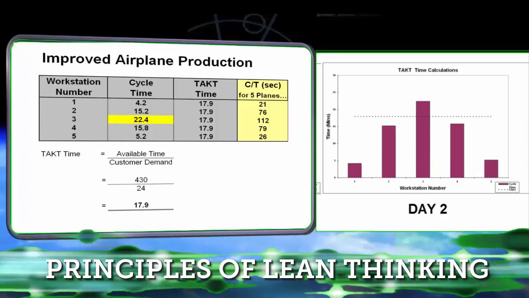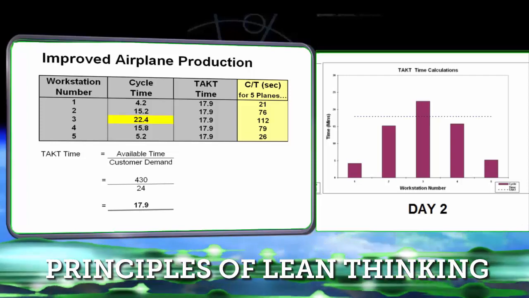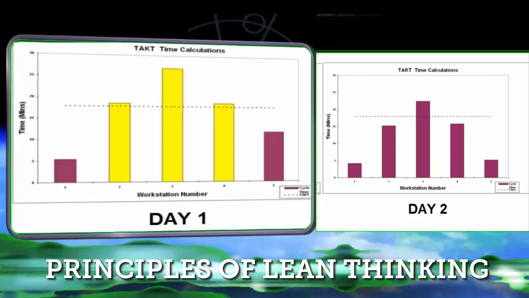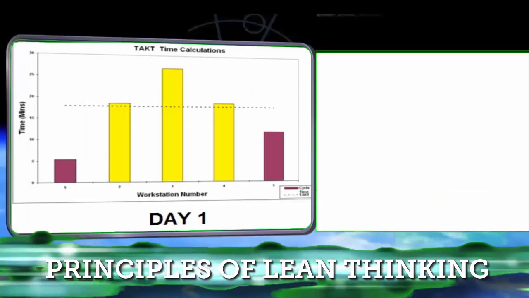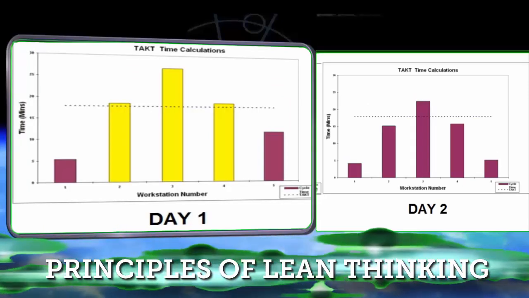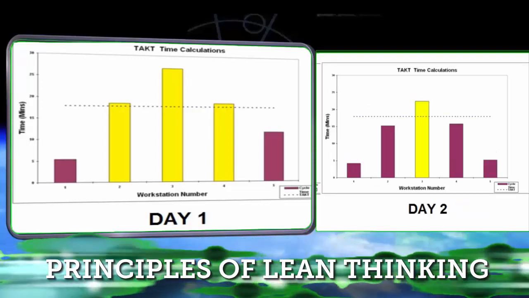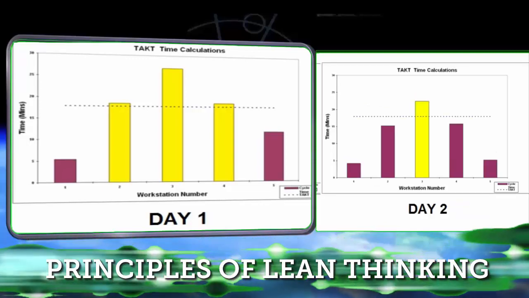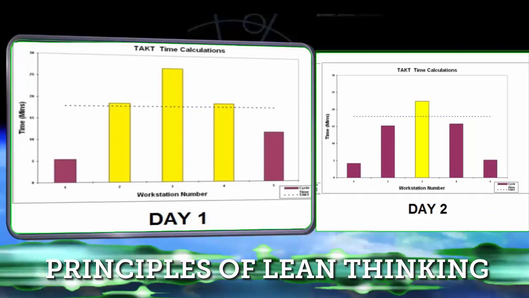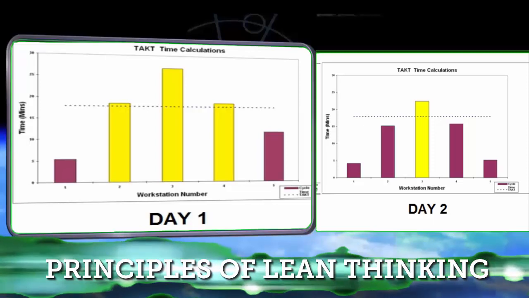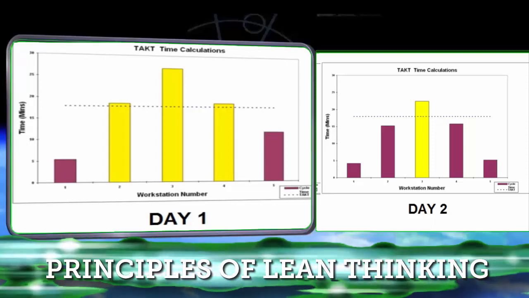accept their new contract. Here is a graph comparison of day 1 versus day 2. Day 1 has 3 workstations not meeting up to the required takt time. Day 2 has only 1 workstation unable to meet this takt time. An apparent solution to day 2 is that an extra operator could be placed at workstation 3 in order to bring down the cycle time and meet production goals.